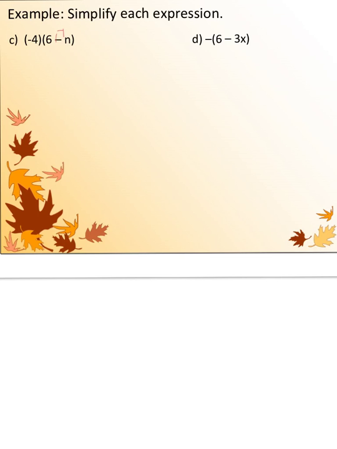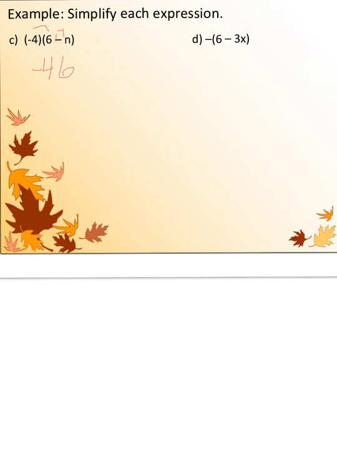Now in this one, you'll see that there are 2 parentheses. The first parentheses, all that's in there is -4. So those parentheses are just helping the reader to say, hey, this is the number -4, don't get confused, kind of thing. So all that -4 is going to do is that's what's going to be multiplied into the parentheses.